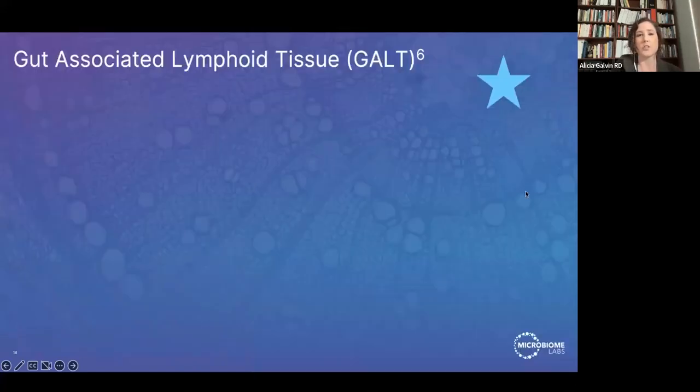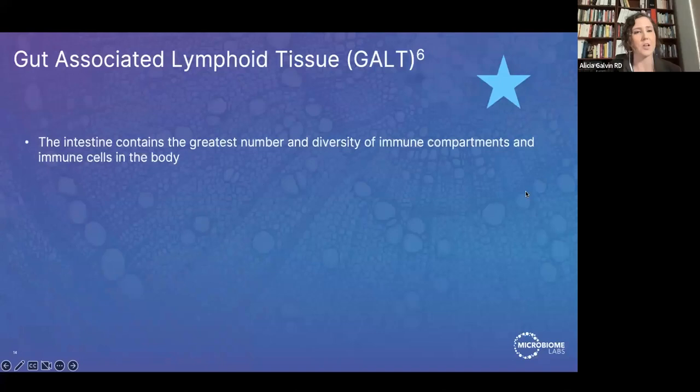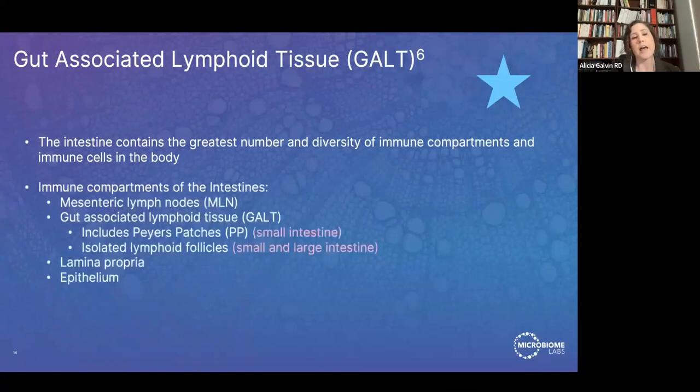All right, so on that note, let's talk a little bit about the GALT, or the gut-associated lymphoid tissue. 80% of our immune system is in the gut, and we have a ton of different immune compartments and immune cells in the GI tract. When we think about the immune system, the GALT is just part of the totality of what the immune compartments contain.